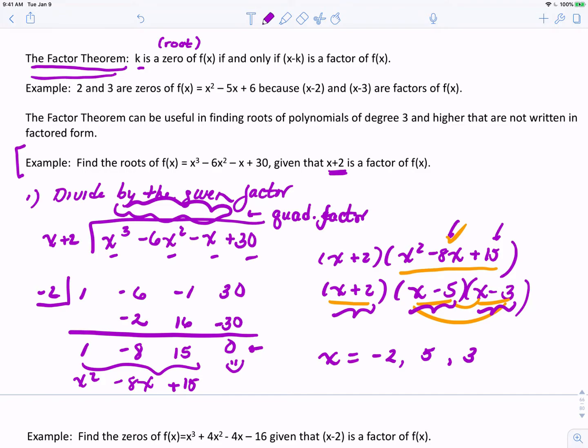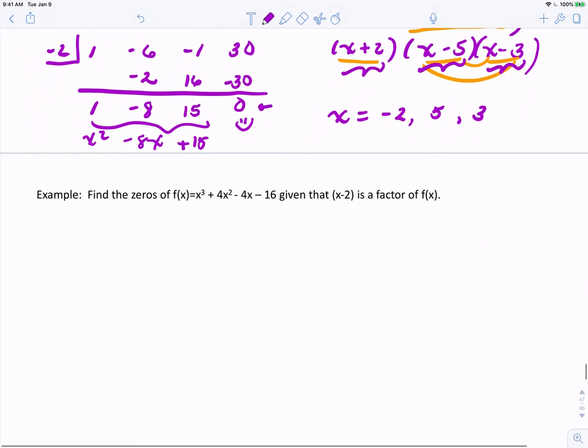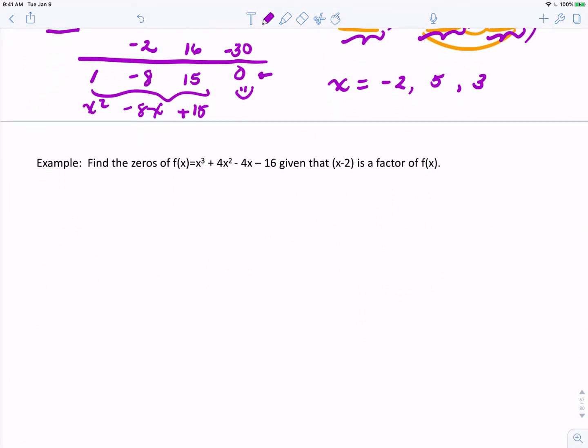Let's do another example just like that. Find the zeros of f of x equals x cubed plus 4x squared minus 4x minus 16, given that x minus 2 is a factor. So we're going to divide, and dividing is going to give us a linear factor times a quadratic.